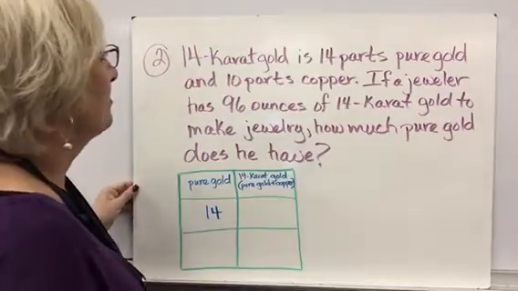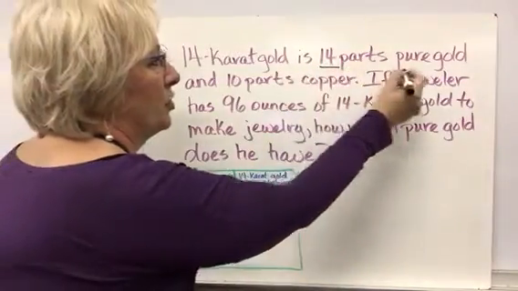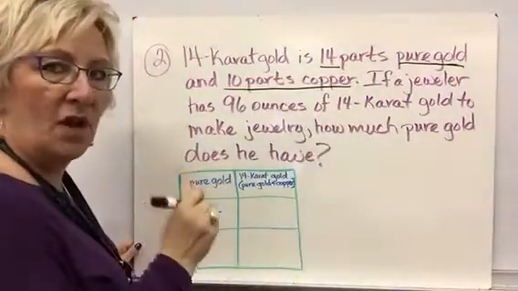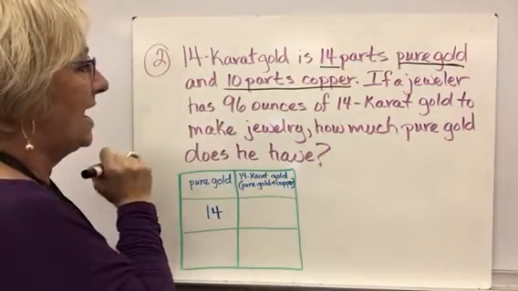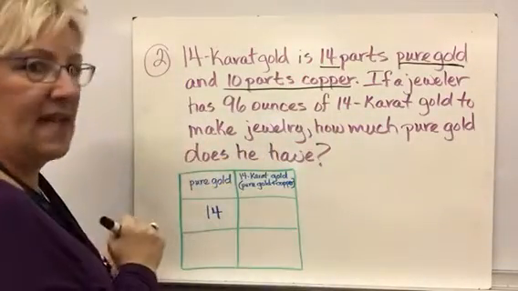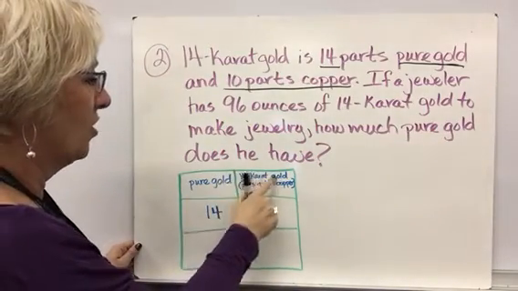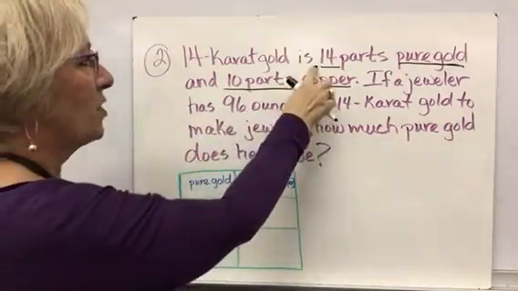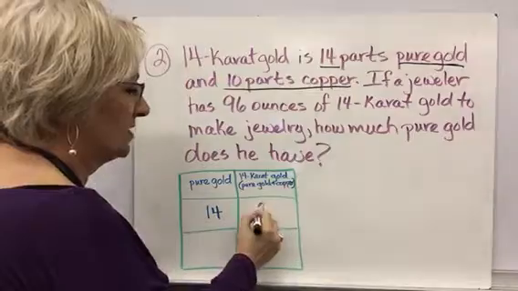Let's look at this one. This is our last problem, and it's number 2. It says 14 karat gold is 14 parts pure gold and 10 parts copper. So it's not total gold, it's 14 parts pure gold plus 10 parts copper. If a jeweler has 96 ounces of 14 karat gold to make jewelry, how much pure gold does he have? So I'm going to look at this and say, okay, I've got 14 pure gold. Over here is the 14 karat gold, which is pure gold plus the copper. So 14 plus 10 gives me the pure gold plus the copper, which is a total of 24.